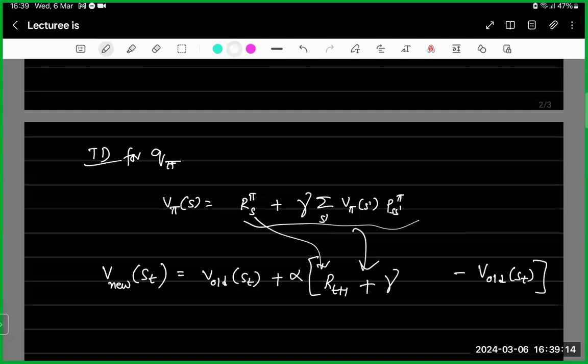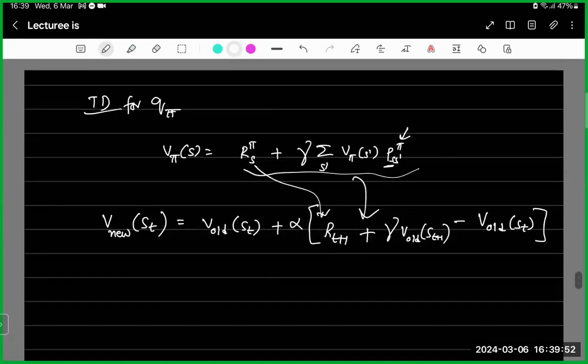Because you are in state S and you interacted according to policy pi, there are a lot of S dashes possible. The environment will sample one S dash and give you S_{t+1}. So instead of taking an expectation over all S dashes, we'll just use S_{t+1}, because that is one sample of all these S dashes. So in that, we substitute V old of S_{t+1}, correct? So this is how we did TD for V pi.